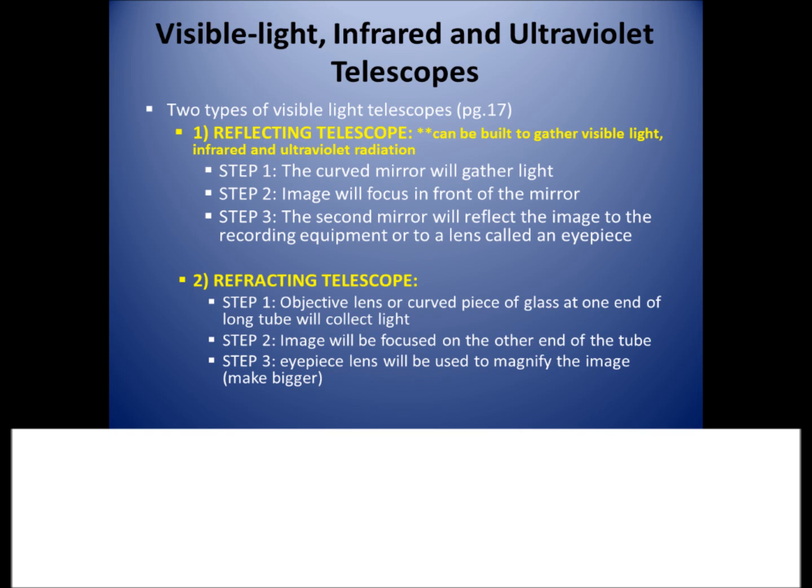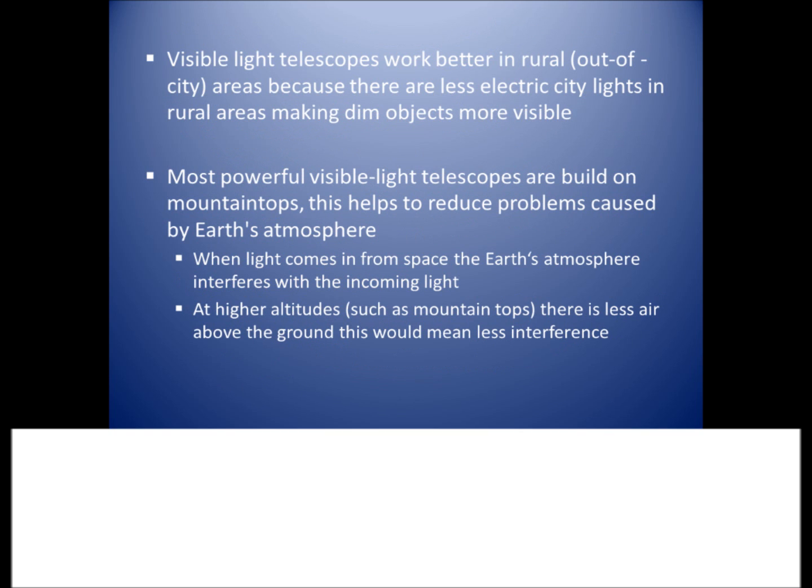Visible light telescopes, such as the reflecting or refracting telescopes, tend to work better in far out areas, not in the city. This makes sense because in the city you have a lot of city lights, and this can cause dim objects in space to not appear as bright. So when working with visible light telescopes in rural areas, you're going to get better images.